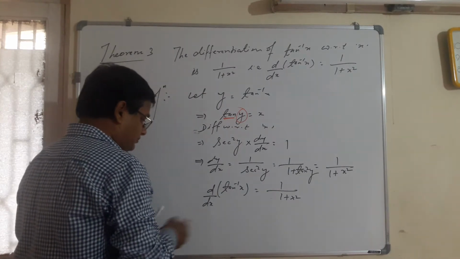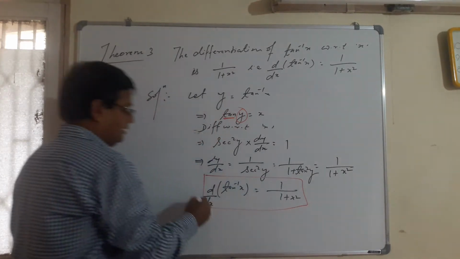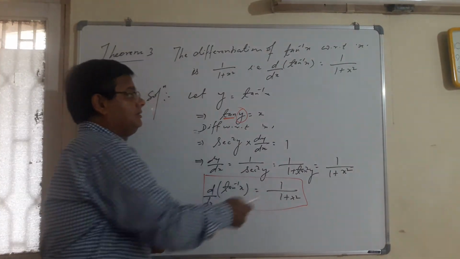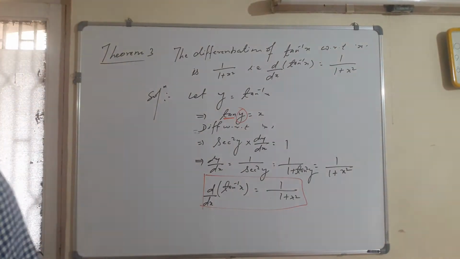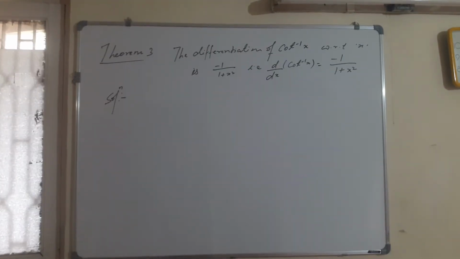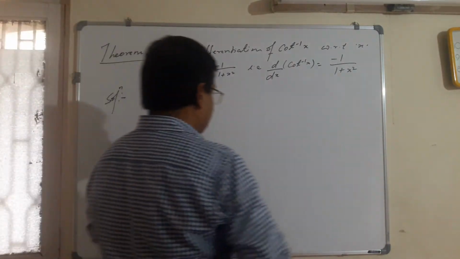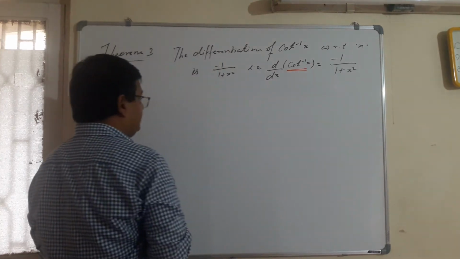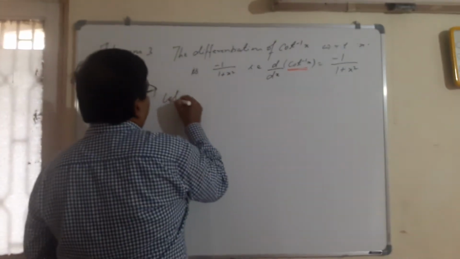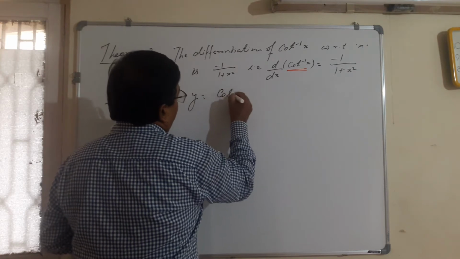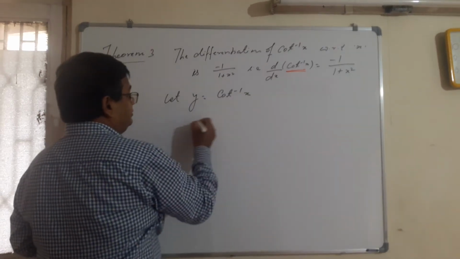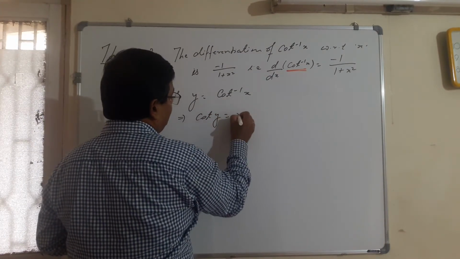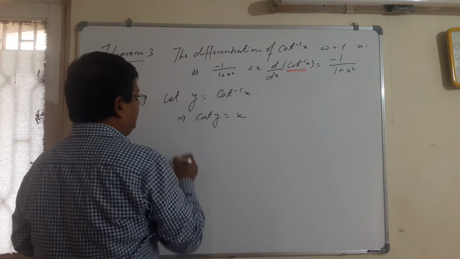So keep in mind this formula. Here differentiation of tan inverse x is equal to 1 over 1 plus x square. Now differentiation of cot inverse x. So let y is equal to cot inverse x. So we can write like this, cot y is equal to x.